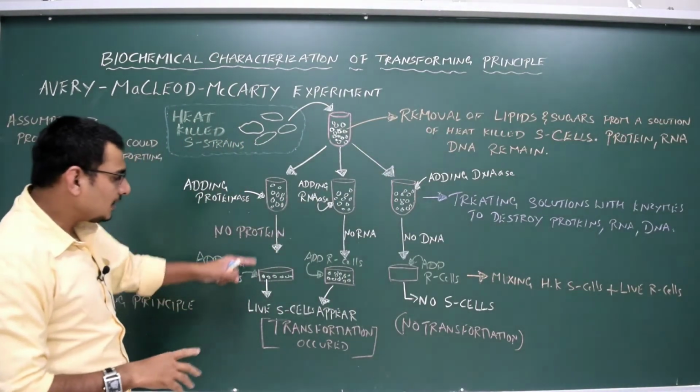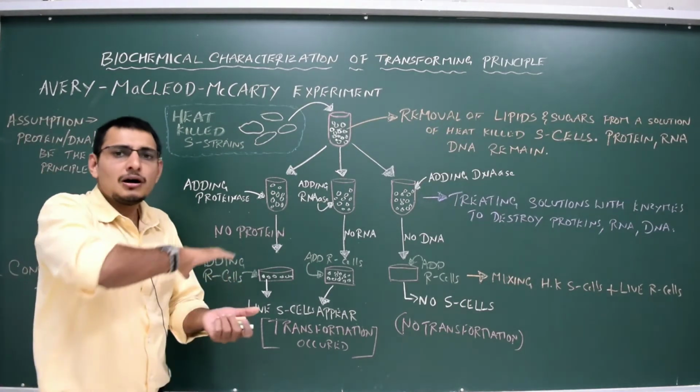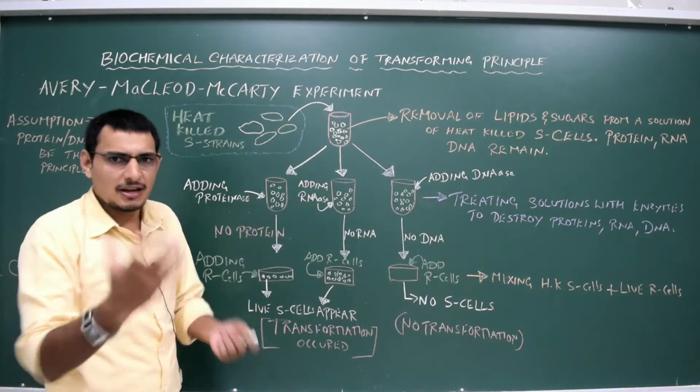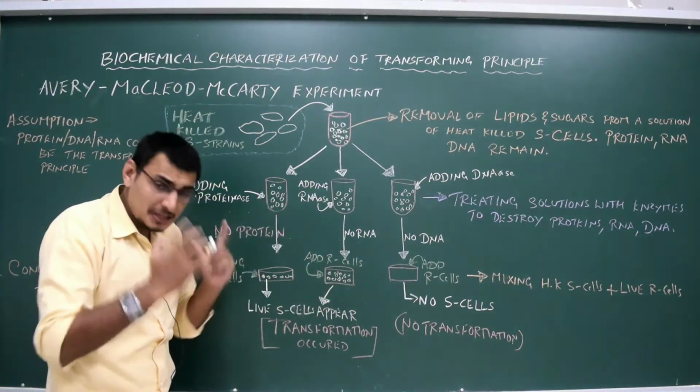And after that, they took a Petri plate or Petri dish. In that, they grew the live R strains, like that. You have to imagine Petri plate, 3 Petri plates. In each Petri plate, what is there?